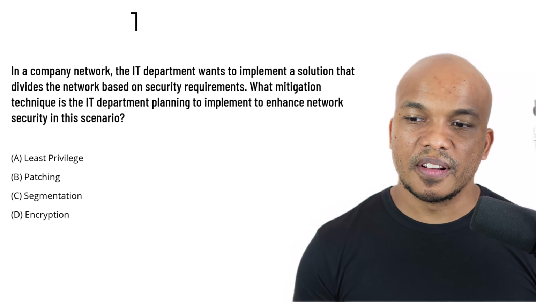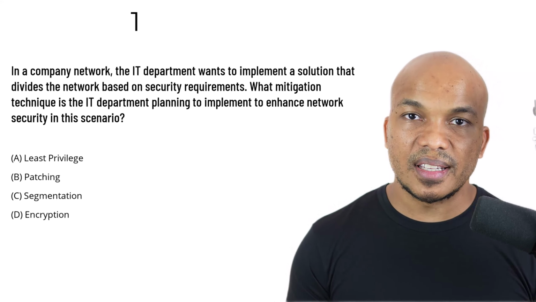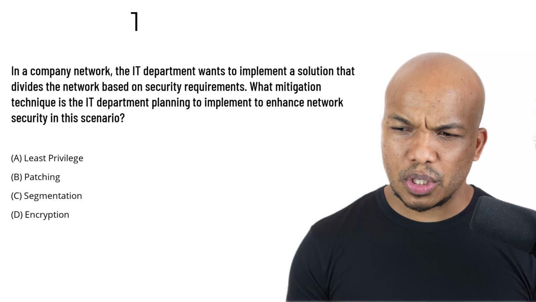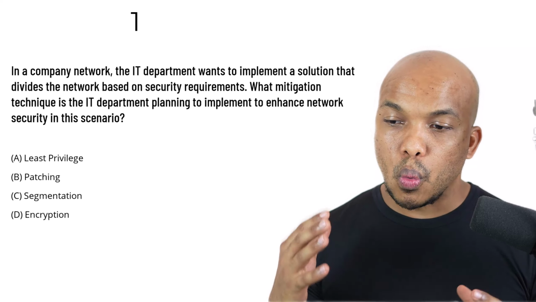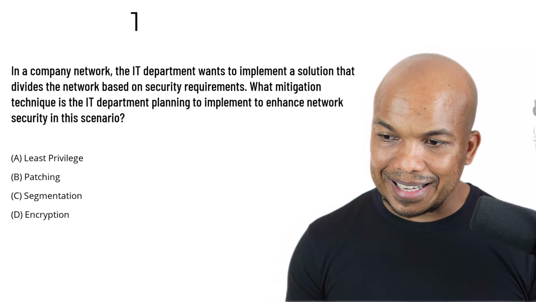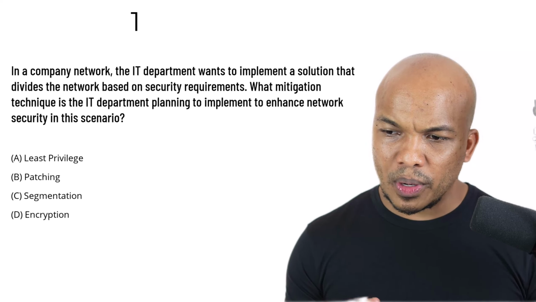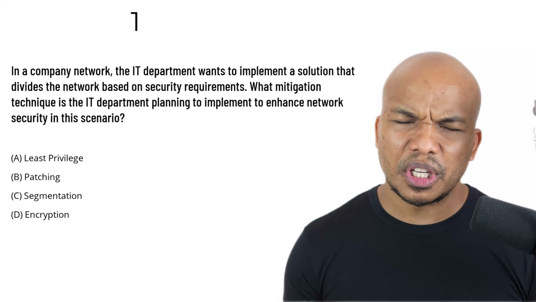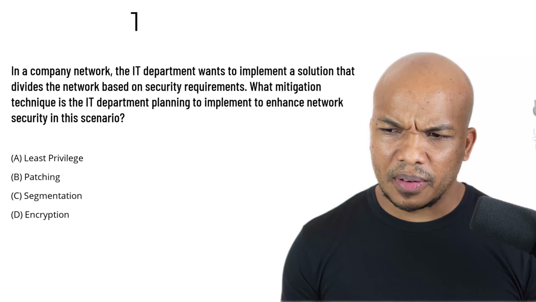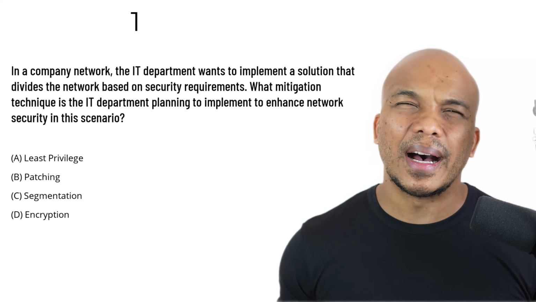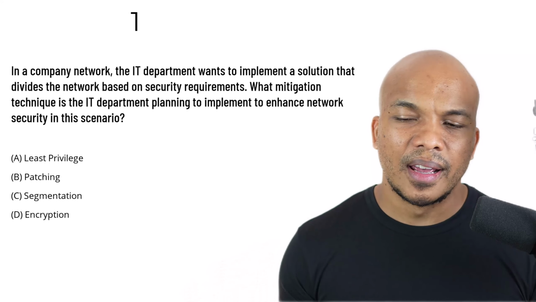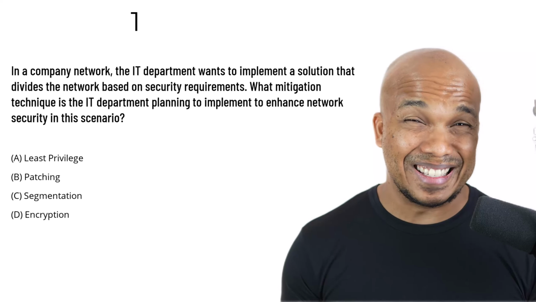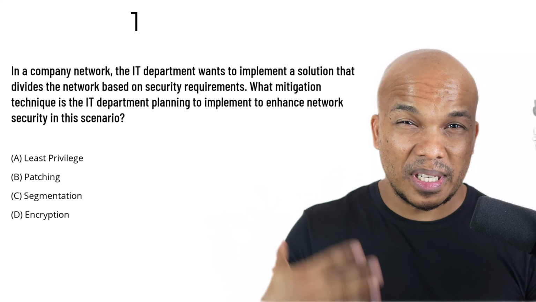All right, so the very first question in here says that in a company network, the IT department wants to implement a solution that will divide the network based on security requirements. Now, what mitigation technique is the IT department planning to implement to enhance network security in this scenario? We have least privilege, patching, segmentation, encryption. So they're saying, all right, the IT department wants to divide the network, the keyword divide. When you look at the options given to us, the answer should be pretty obvious. It's going to be segmentation, because when you're segmenting something, you're basically dividing that thing.